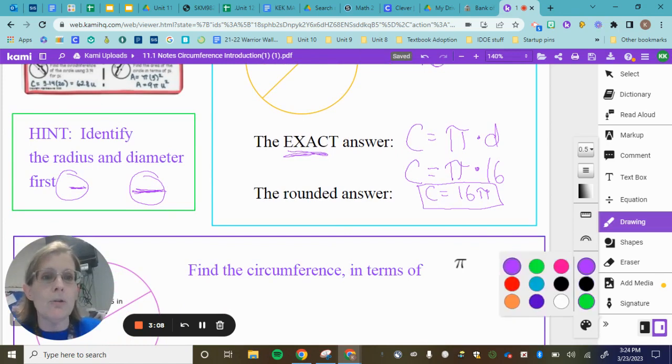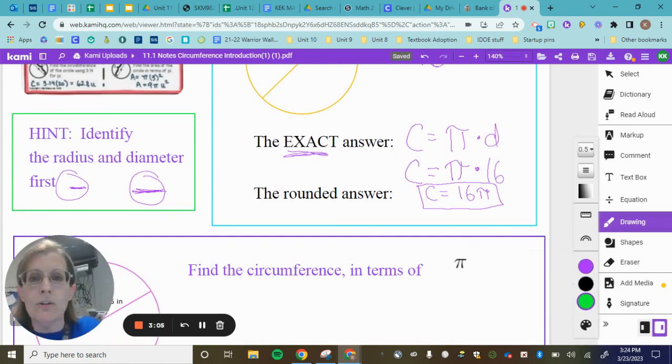But most of the time you will see that they want a rounded answer, and they'll say use 3.14 for pi. I'm sorry, you don't have a lot of space here. I would still start with pi times D, but this time they want me to use 3.14. So I put 3.14 instead of pi, times our diameter, which is 16. So I would do 3.14 times 16 and get 50.24 centimeters.